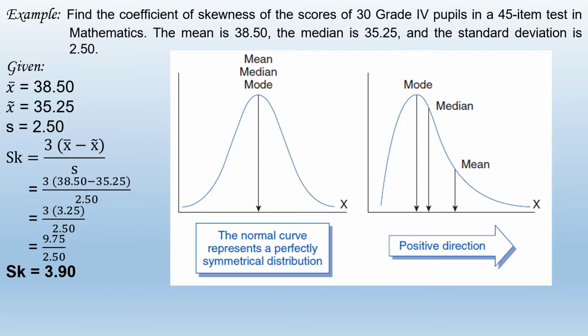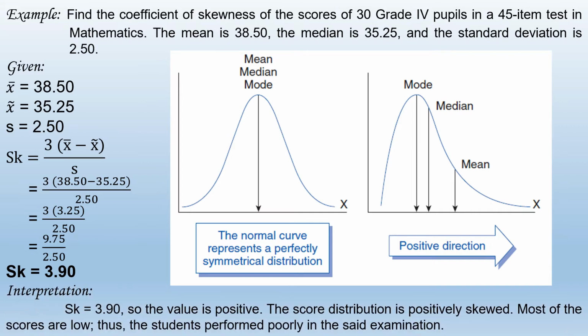Now, what's the interpretation of 3.90? Okay, so your SK is equal to 3.90, so the value is positive. The score distribution is positively skewed, meaning most of the scores are low, thus the students performed poorly in the said examination. I hope you understand the interpretation of the measures of skewness, I mean the coefficient of skewness.